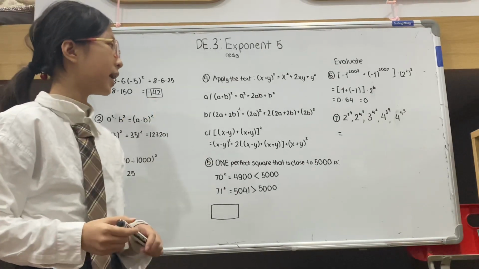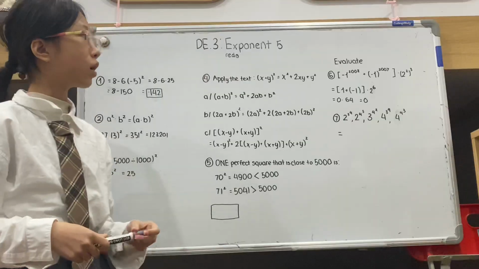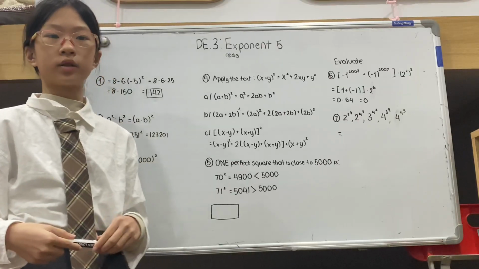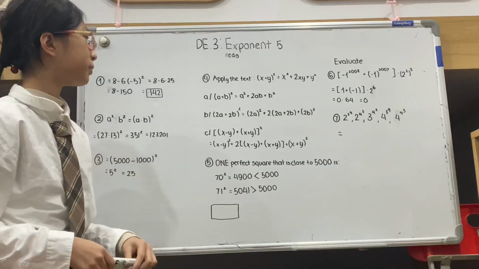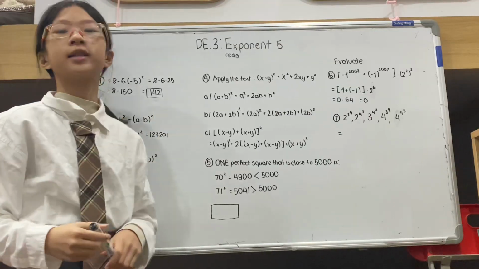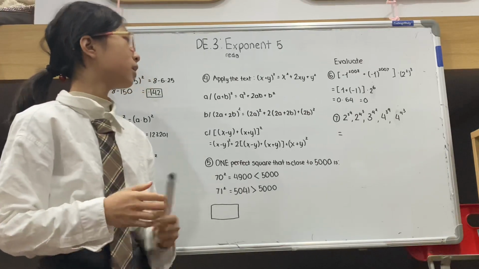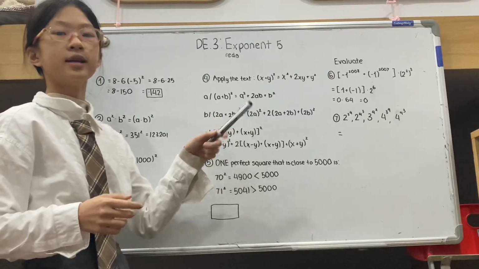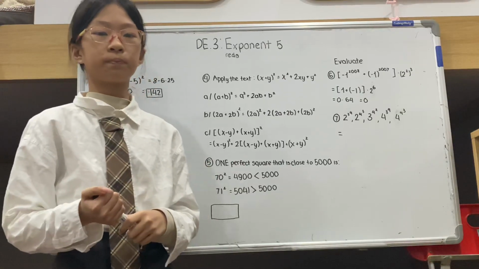Number 4, apply the text. X plus y total square equals x squared plus 2xy plus y squared. That is the rule that Mrs. Pratt has given us, so we just follow the rule. In letter A, we have open parenthesis a plus b, close parenthesis, total square. To apply the text is the same as this one. We have a total square plus 2ab plus b total square.